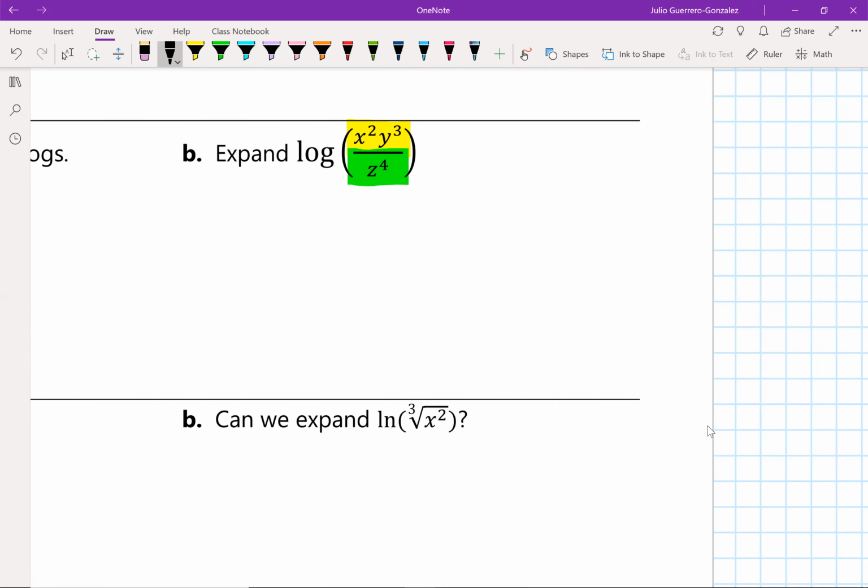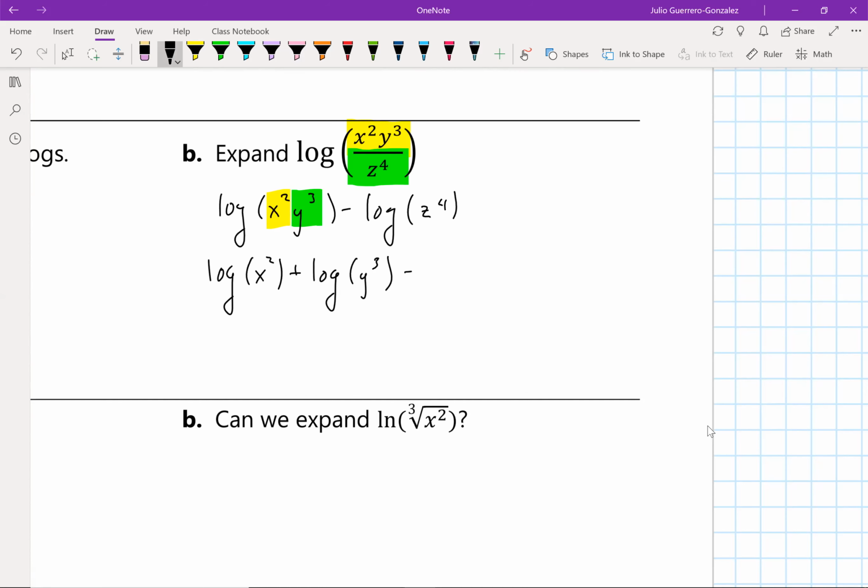All right, next one. Okay, we can split it, right? So log of x squared y cubed minus log of z to the fourth. I've got a nice multiplication split here. So log of x squared plus log of y cubed minus log of z to the fourth, right?